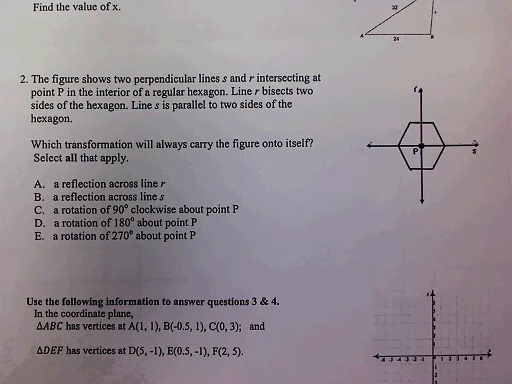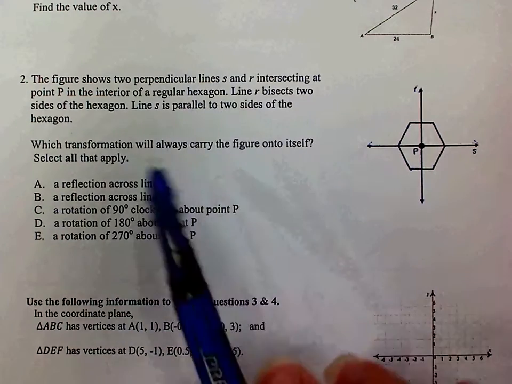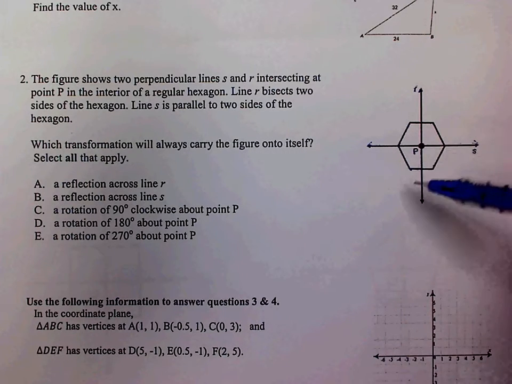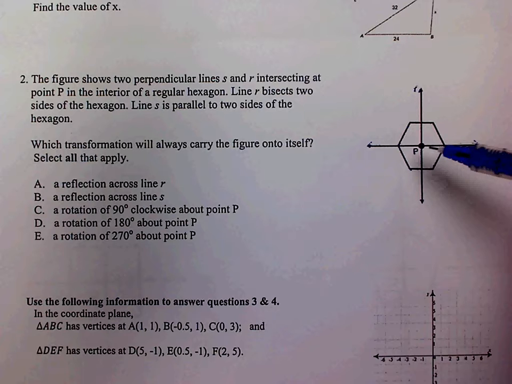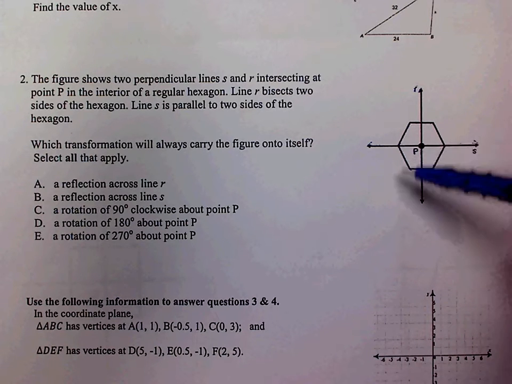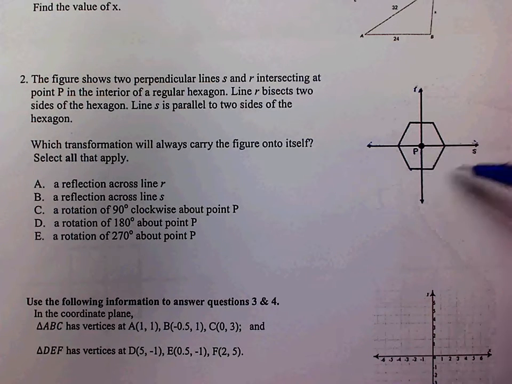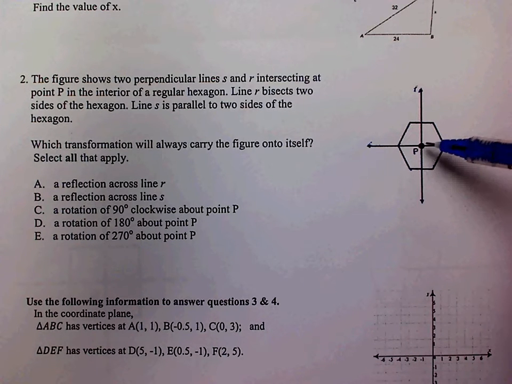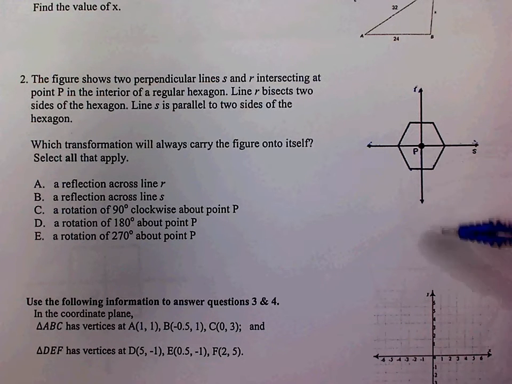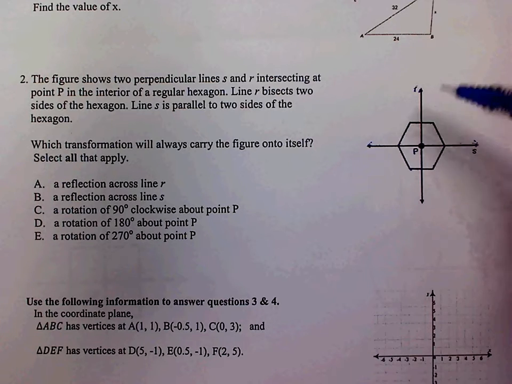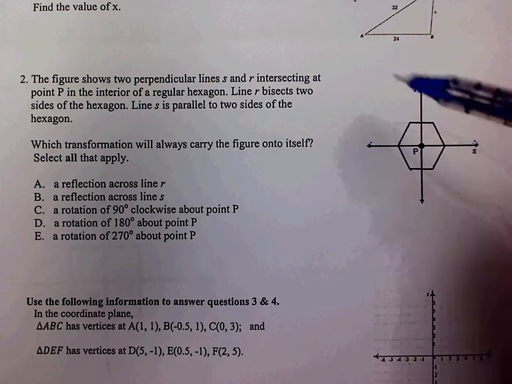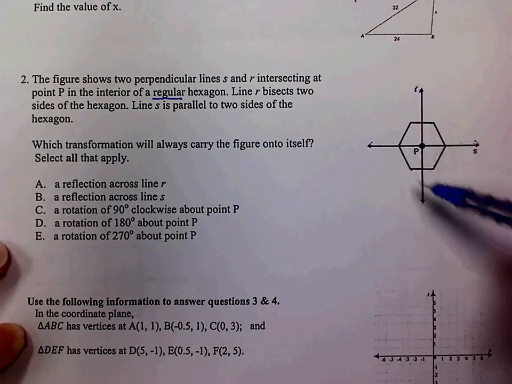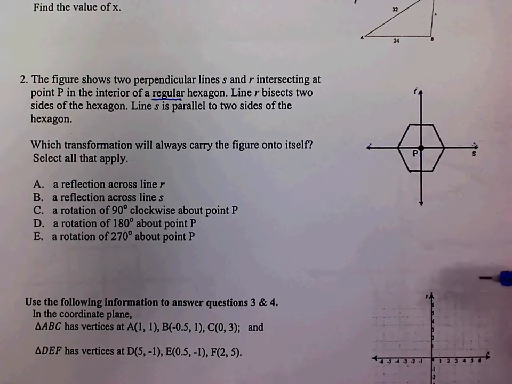On number 2, we are told that the figure shows two perpendicular lines, S and R, intersecting at point P in the interior of a regular hexagon. So since these are perpendicular lines, they would be similar to the x and y axis on a coordinate plane, intersecting at right angles. This is a regular hexagon. Remember, by being told it is regular, that means all the sides are congruent and all the angles are congruent.